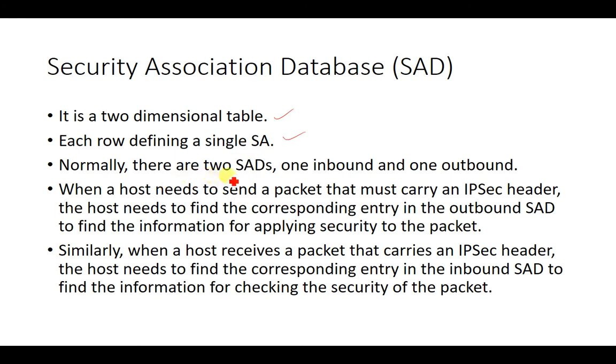Normally there are two SADs, or security association databases, one inbound and one outbound. When a host needs to send a packet that must carry an IP security header, the host needs to find the corresponding entry in the outbound SAD to find out the information for applying security to the packet.